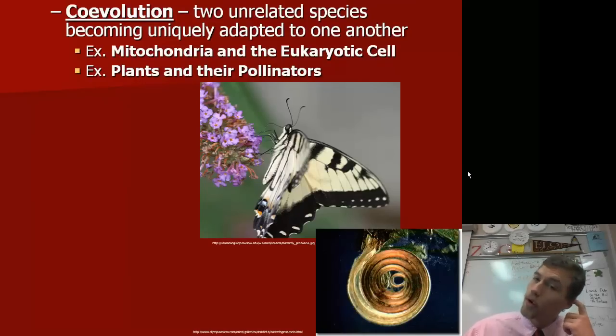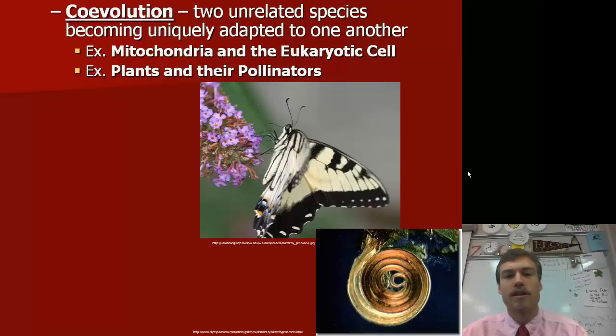We can also have coevolution, okay? Here's where two unrelated species become uniquely adapted to one another, right? So for example, we talked about this before, mitochondria and the eukaryotic cell, also chloroplasts, right? They started off as separate bacteria, but then they began to coexist with one another and provide each other with benefits.